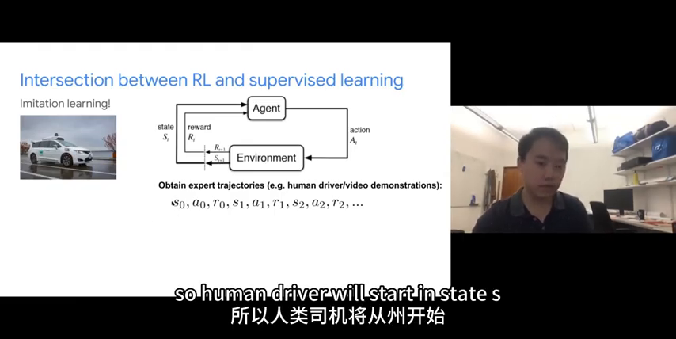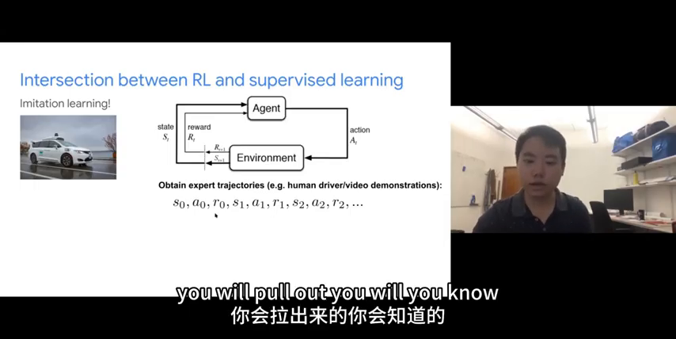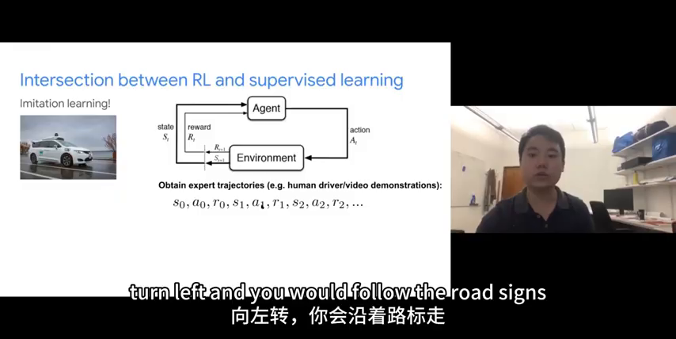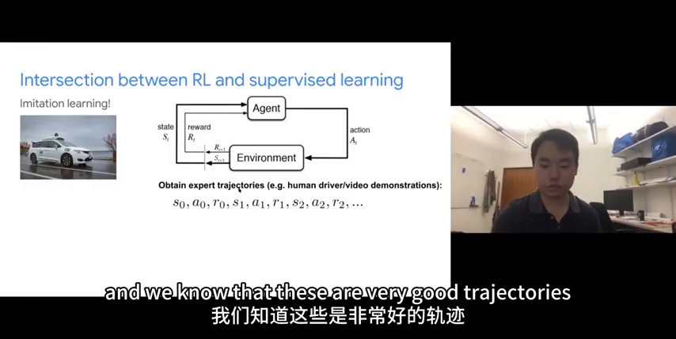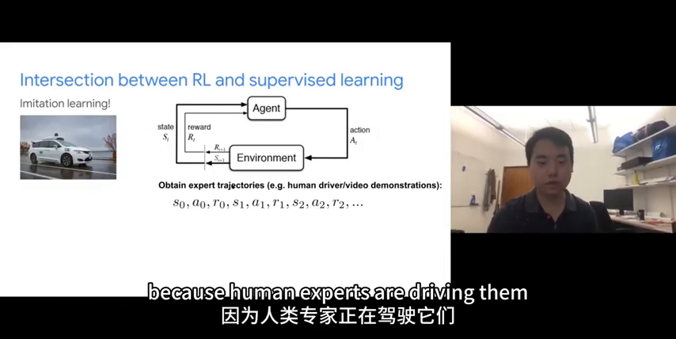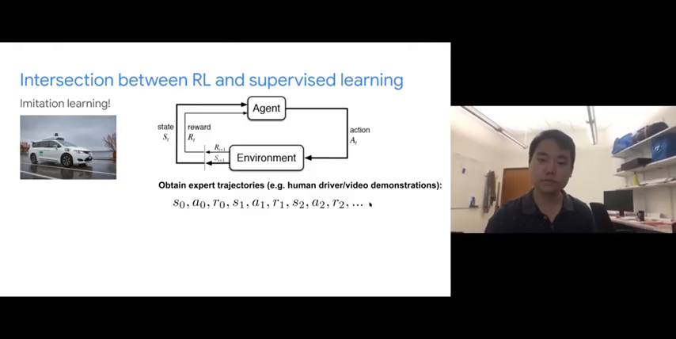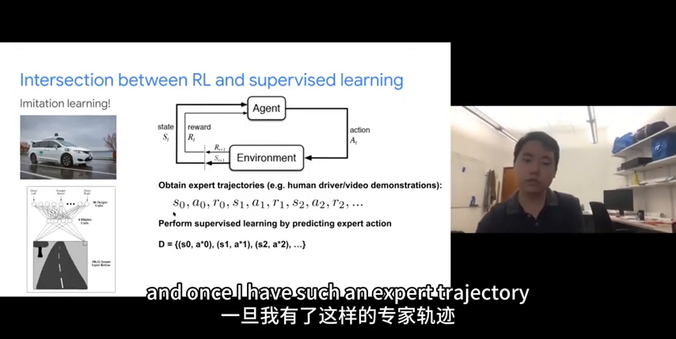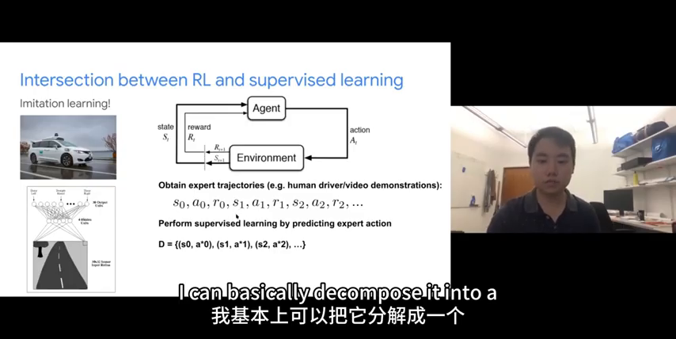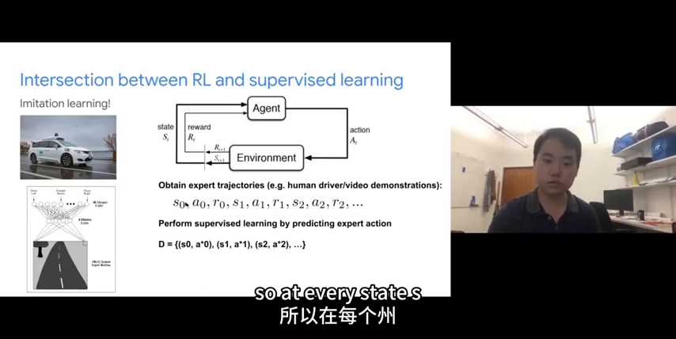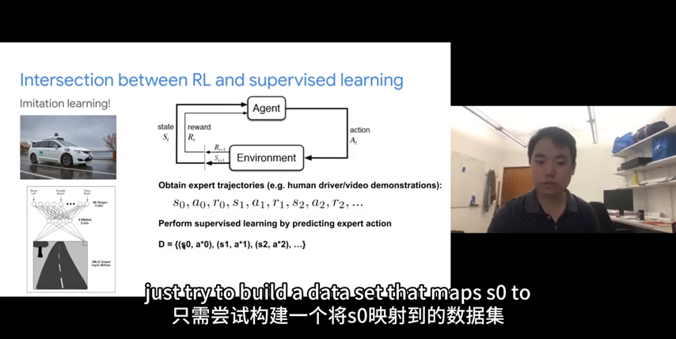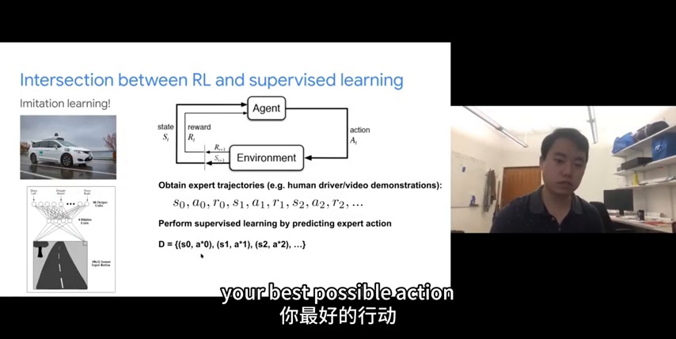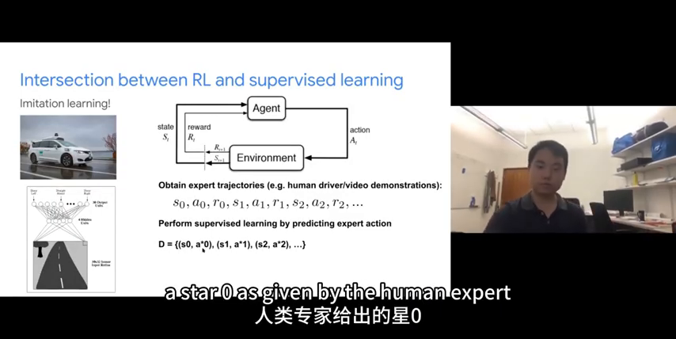So the human driver will start in state S. Maybe you're in your driveway. You will pull out, you will turn left, and you would follow the road signs and eventually reach your destination. And we know that these are very good trajectories because human experts are driving them. So these are called expert trajectories. And once I have such expert trajectories, I can basically decompose it into a supervised learning problem. So at every state S, as observed in this set of expert trajectories, just try to build a data set that maps S0 to your best possible action A star 0 as given by the human expert.